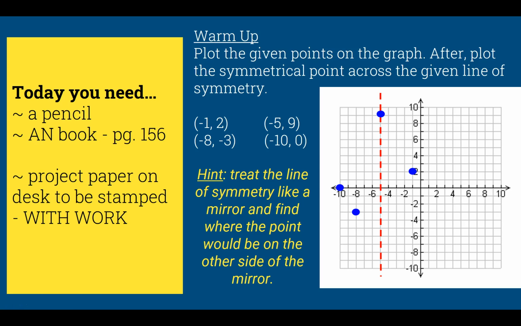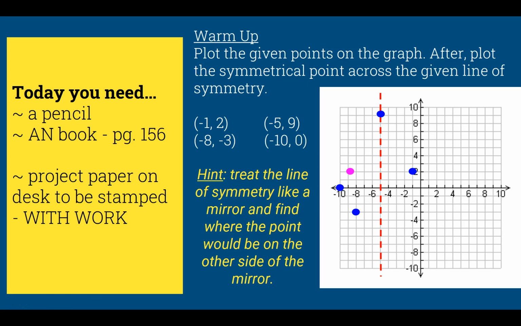So how can I reflect this first point of -1, 2 to be on the other side? Is it going to move up or down at all? No, we're just going to reflect it over. What's the distance between this point and the line of symmetry? How many spaces is that? 1, 2, 3, 4. It's 4 spaces away, so I'm going to go 4 spaces on the other side, and that's the reflection point.